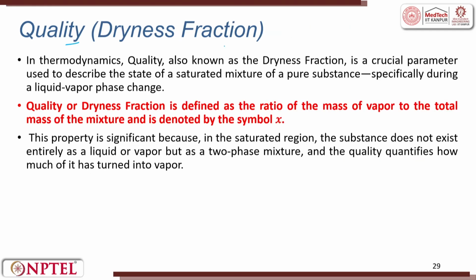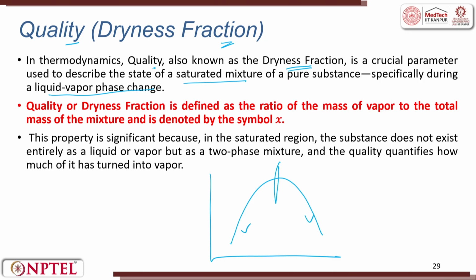Quality, dryness fraction, is another important parameter. In thermodynamics, quality, also known as dryness fraction, is a crucial parameter used to describe the state of a saturated mixture of a pure substance, specifically during liquid-vapor phase change. When does a liquid-vapor phase change? This is saturated liquid, this is saturated vapor, this point, right.